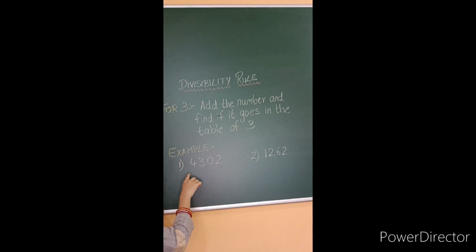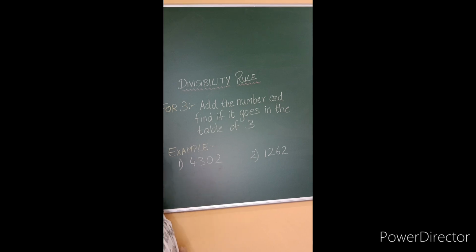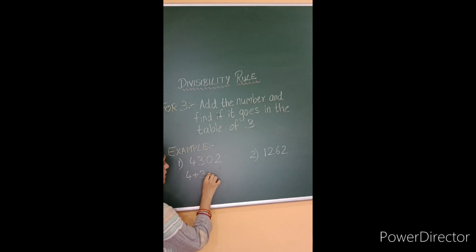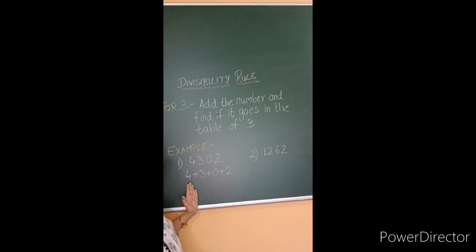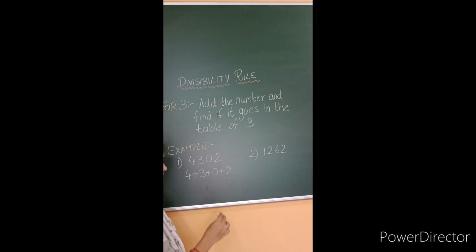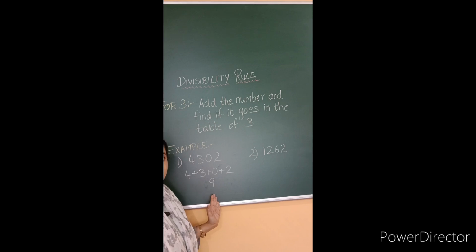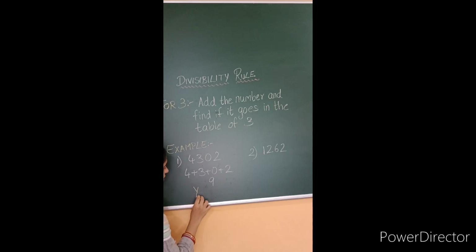Here is an example. A number is 4302. Let's add the digits: 4 plus 3 plus 0 plus 2. 4 plus 3 is 7, 7 plus 2 is 9. So the sum is 9. Does 9 go in the table of 3? Yes, it goes in the table of 3. So the answer is yes.